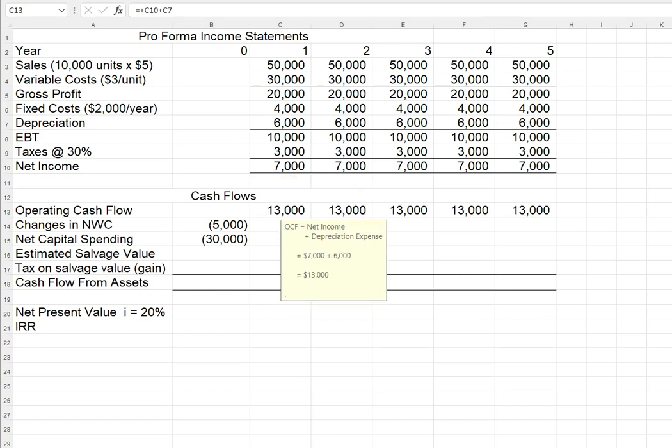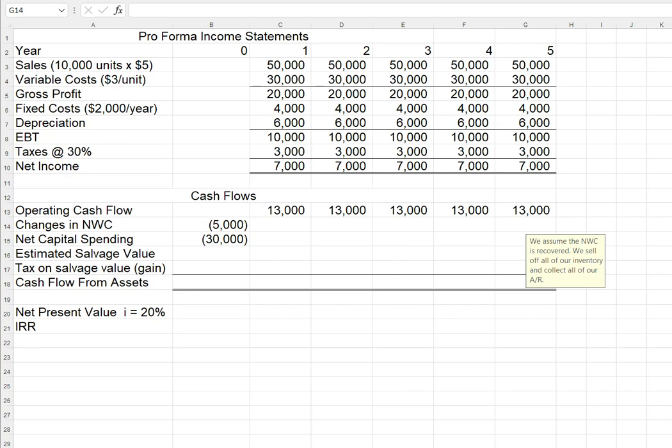Our project's operating cash flow will then be $13,000 per year. And our operating cash flow will simply be our net income, and we're going to add back our depreciation expense. So we have our net income of $7,000, add back $6,000 in depreciation expense, and we've got $13,000 for our projected operating cash flow for our project.